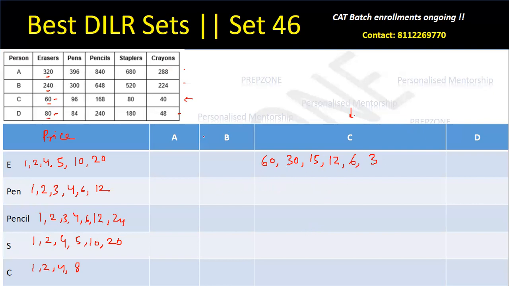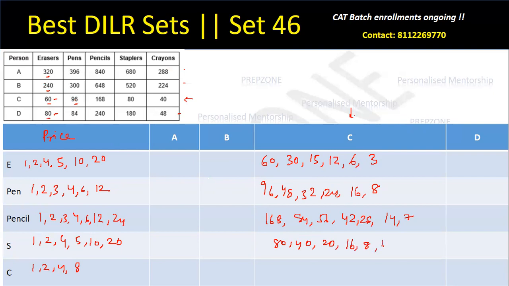So pen में जाते हैं. Pen में इसने 96 spend करें. So these numbers will be 96, 48, 32, 24, 16 and 8, right? Similarly pencil का अगर मुझे देखना है तो it is 168, 84, 56, 42, 28, 14 and 7, right? Similarly stapler का क्या होगा? It is 80, 40. I hope this is clear to you guys. If it's not clear, do ask me.